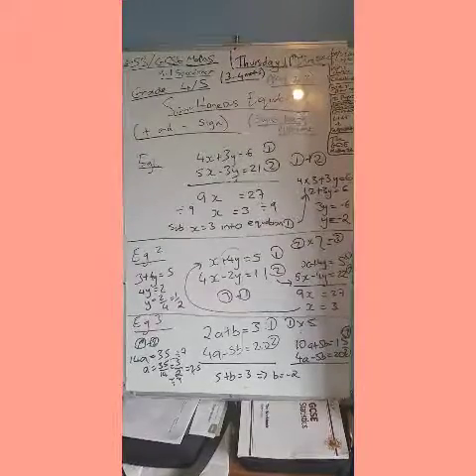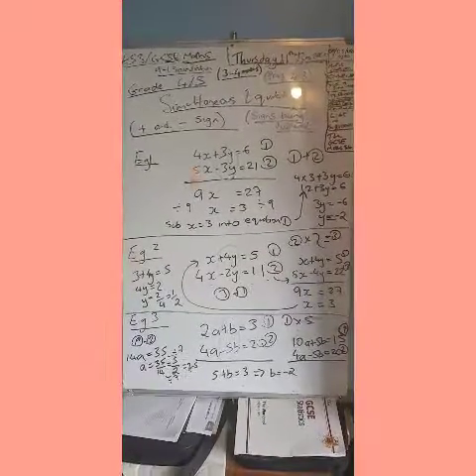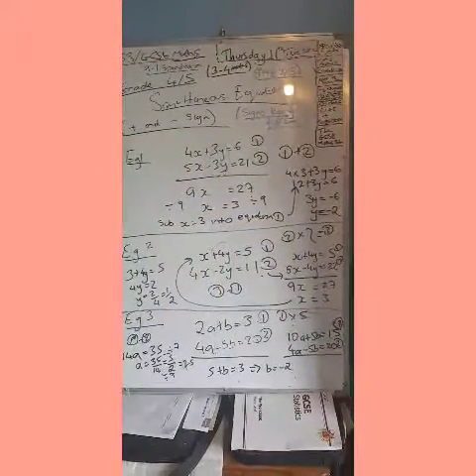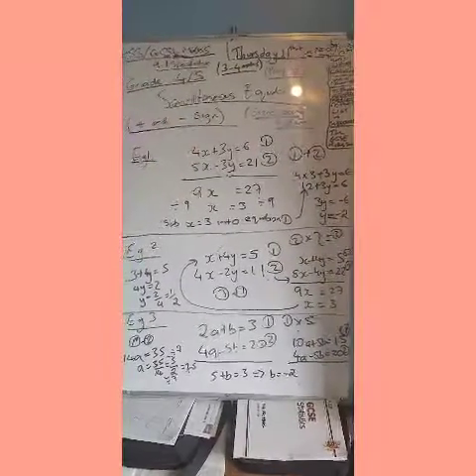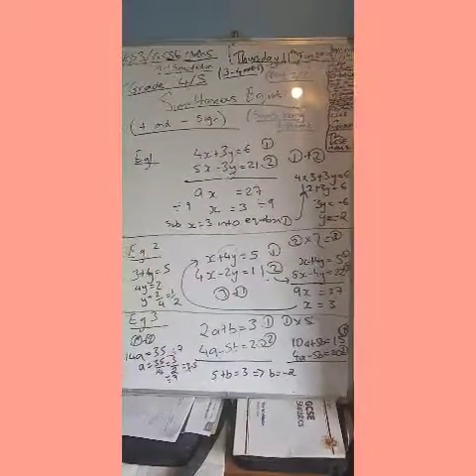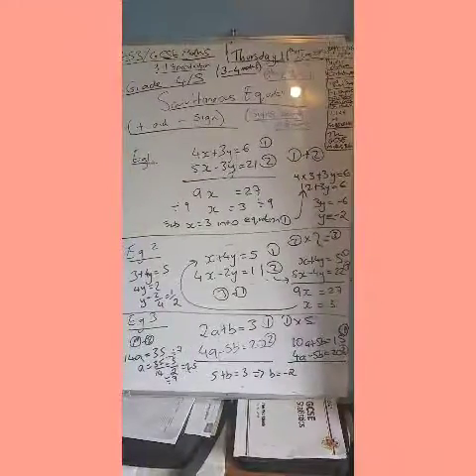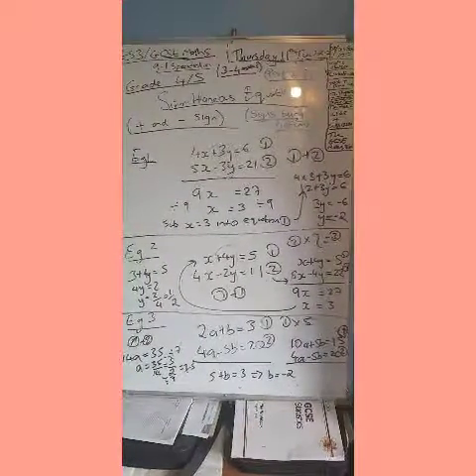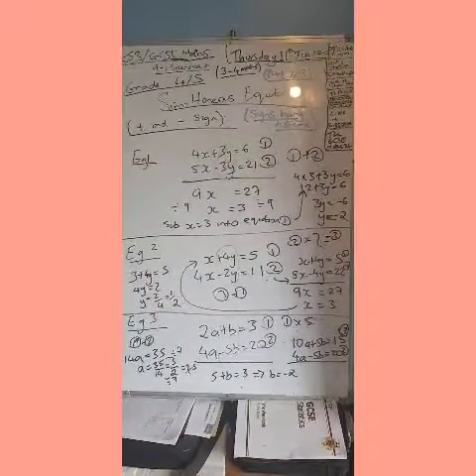Right, guys, so my solutions to example 1 are x equals 3, and y equals minus 2. Right, guys, example 2. x plus 4y is equal to 5. 4x minus 2y is equal to 11.